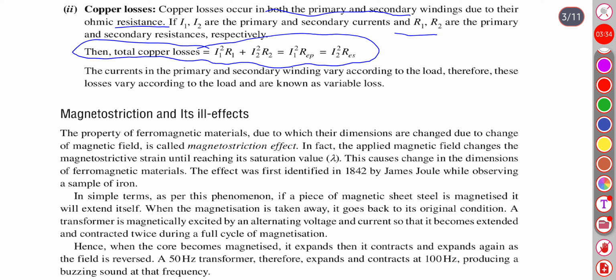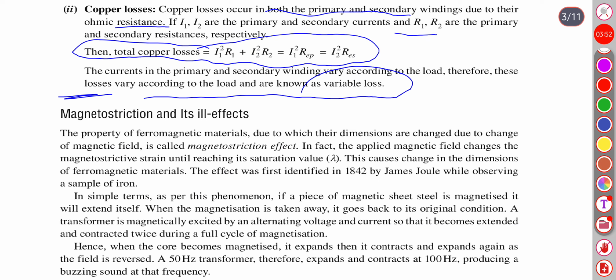The currents in the primary and secondary winding vary according to the load. Therefore, copper losses vary according to the load and are known as the variable loss.